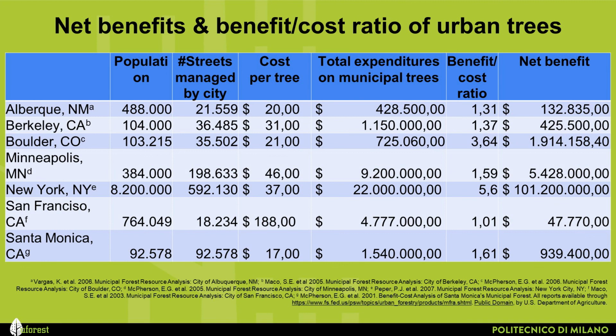Another indicator for the benefit of urban trees is the benefit to cost ratio. This indicates how much benefit is generated for every dollar invested. This ranges from 1 to 1 for San Francisco, meaning a $1 investment only generates $1 of benefit. But in New York we see a benefit of $5.6 for every dollar invested in trees.